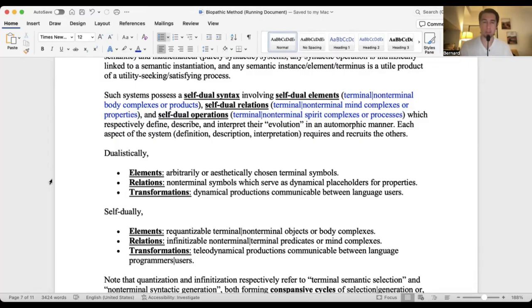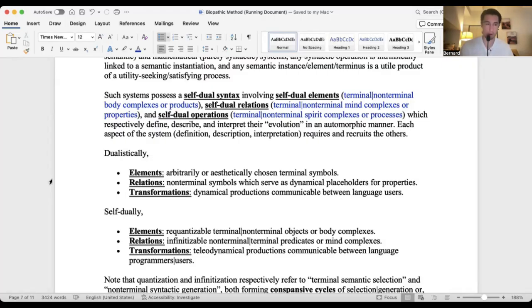Oftentimes in mathematics, we think of transformations either grammatically or in terms of generalizations of elements, right? Numerically, you have the natural numbers, which are then generalized into the integers, which are then generalized into the rational numbers, then generalized into real numbers, generalized into complex numbers, quaternions, octonions, p-adic numbers, etc. You can do this with any element, which again is a terminal symbol in a mathematical sense. And those generalizations are usually driven by restricting the operations or relaxing the operations.